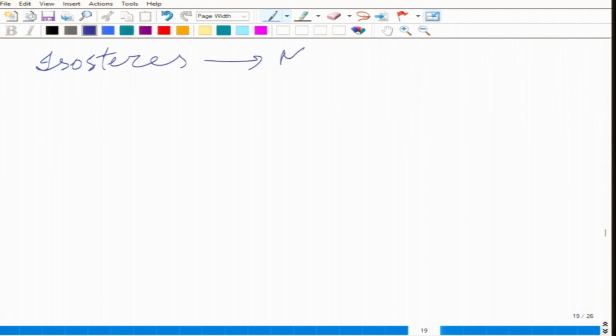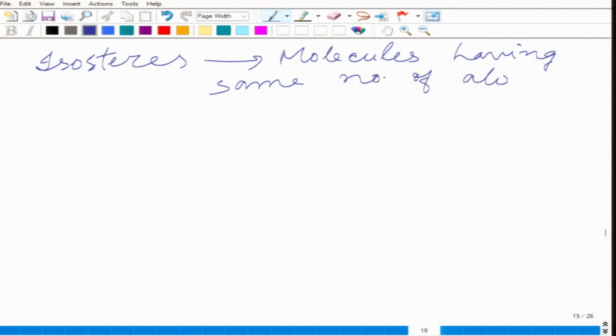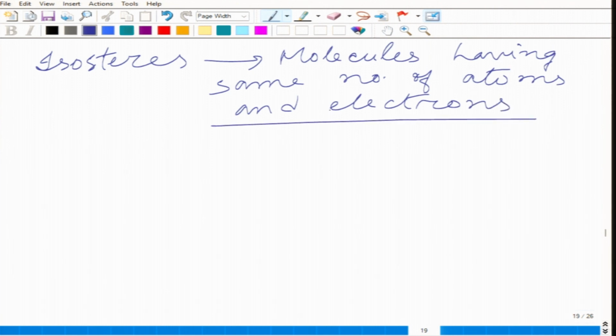Isosteres are molecules having same number of atoms and electrons. So the molecules of same number of atoms and electrons, like CO2 and N2O. We will study how the number of atoms and the number of electrons are same in isosteres. We will study this in details in the next lecture.